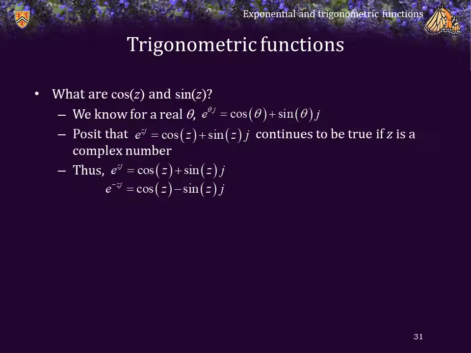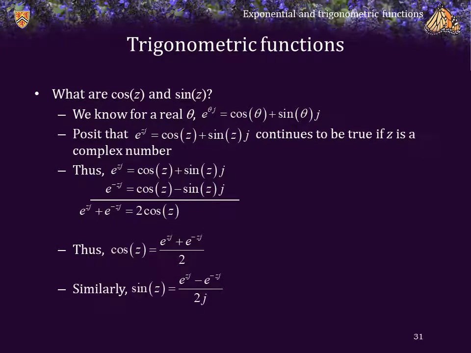e to the negative zj is cos z minus sine z times j. Summing up both sides of the equation, we get that the sum of the exponentials is 2 times cos of z, and thus we can calculate cosine of z as e to the zj plus e to the negative zj all over 2. Similarly, you can show that sine of z is e to the zj minus e to the negative zj all over 2j.